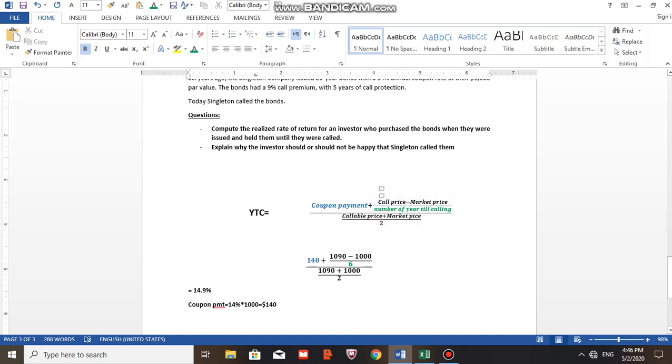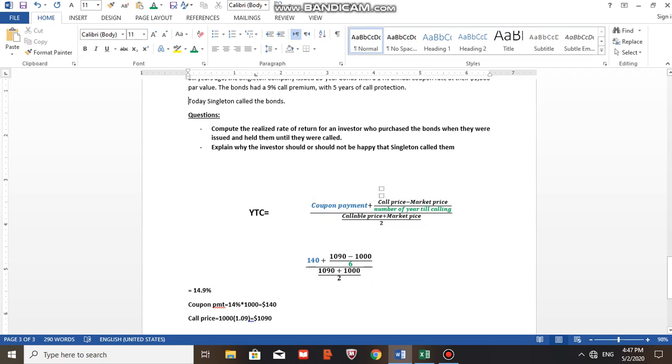For the callable price, we have the call premium. We don't have directly the callable price, but we can calculate it. We are told that the bond had a 9% call premium. It means that we have to add 9% on the price of the bond, that is 1,000 in this case, to calculate the callable price. So we will have 1,000 times 1.09, which is 1,090. That is also 1,000 plus 9% times 1,000.